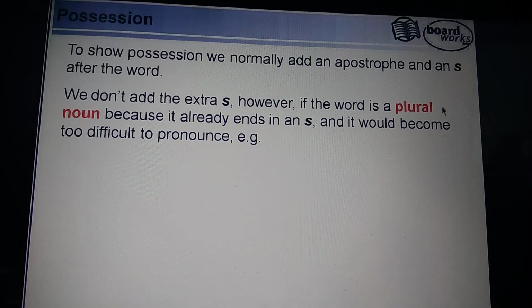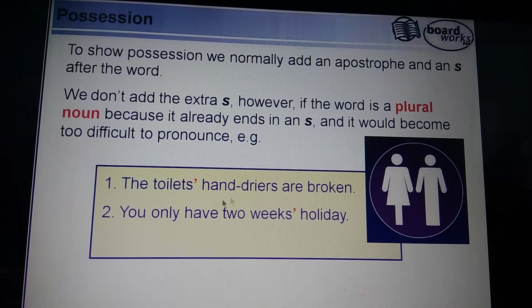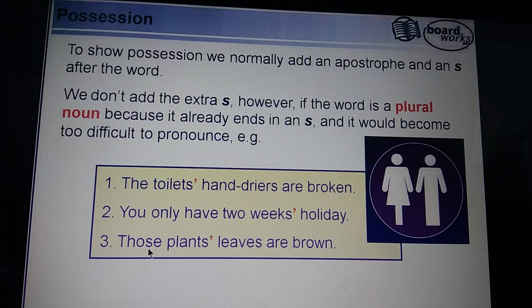However, if the word is a plural noun, because it already ends in an s, it would become too difficult for us to pronounce. For example, the toilets and dryers are broken. We shouldn't use that extra s here. As the noun itself is plural, we normally just use the apostrophe immediately after the plural s. The same with the example, two weeks. We do not use that extra s here. Again, those plants; we do not use the extra s here.